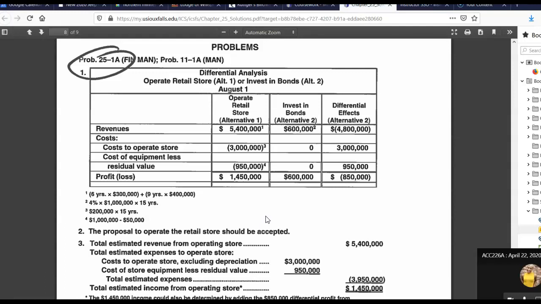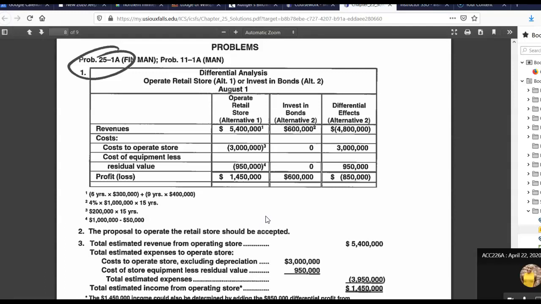And what we're looking at here is, do we open a store with the money or do we invest it in bonds? So it says here, on August 1st, the store is considering leasing a building and purchasing the necessary equipment to operate a retail store. Alternatively, the company could use the funds to invest $1 million at 4%, and they mature in 15 years. The bonds could be purchased at face value. The following data has been assembled.